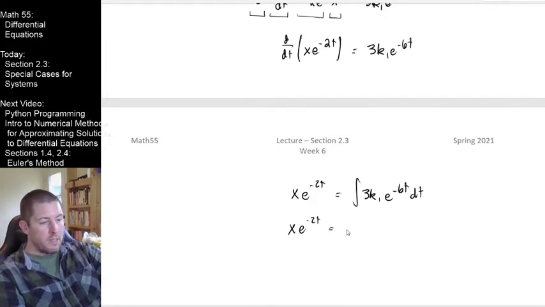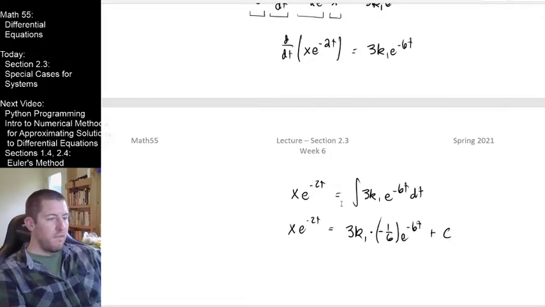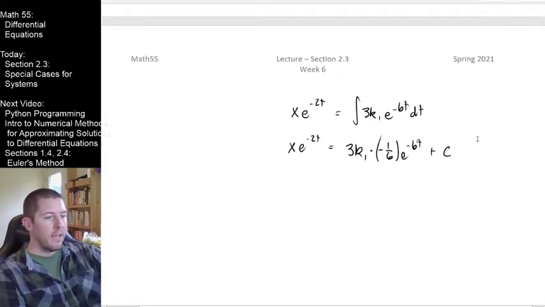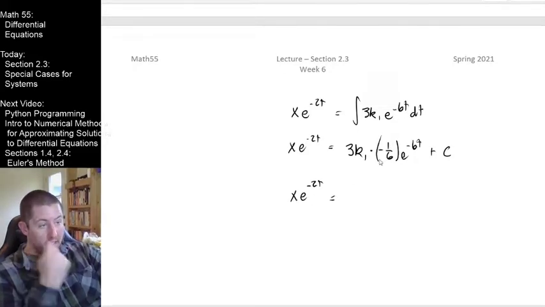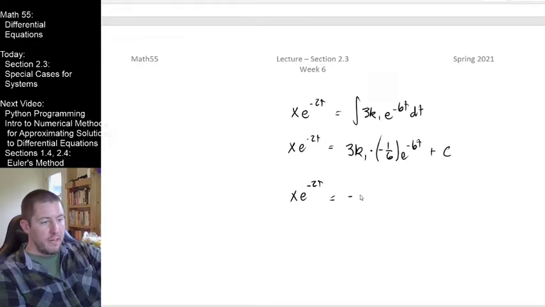So negative 1/6 e to the negative 6t plus, and I'll call that a c for right now. We'll make it a k in a second here. And so what do we got? We've got x e to the negative 2t equals 3 over negative 1/6, which is negative 1/2, k1 e to the negative 6t plus c.